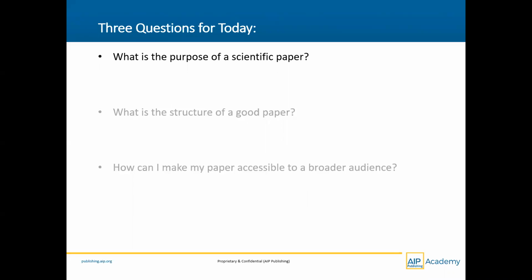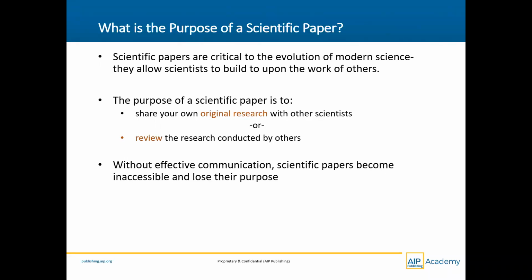Let's first focus on the first question, the purpose of a scientific paper. So the purpose of a scientific paper stems from the fact that they're critical to the evolution of modern science. They allow scientists to build upon the work of others. There's two main types of scientific papers, and each of them has their own unique purpose. The first is to share your own original research with other scientists, or to review the research conducted by others. And in both of these situations, without effective communication, scientific papers become inaccessible and lose their purpose.